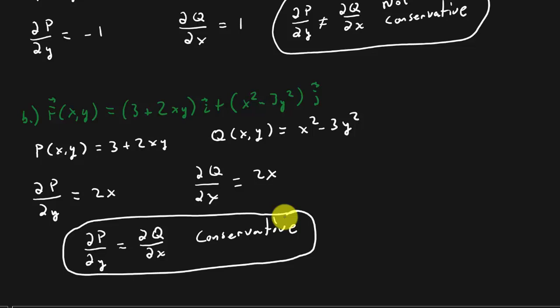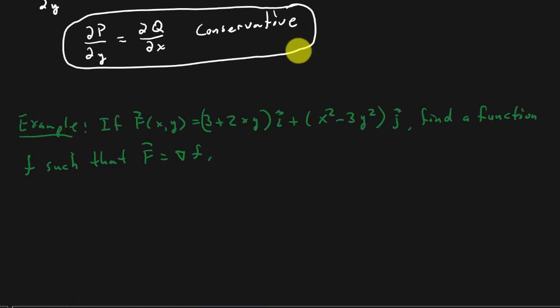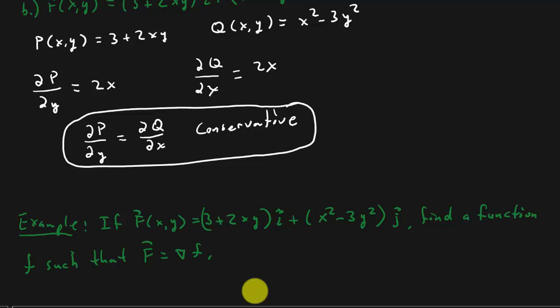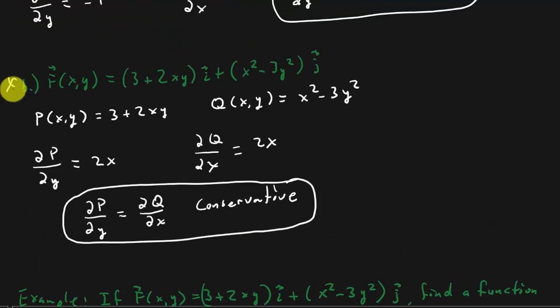All right. Let's look at this one. It says if F of xy is equal to this, find a function f such that F is equal to the gradient of f. All right, so the first thing, we know that F is conservative. We showed that. This was part B right here. Okay, we showed that it's conservative.